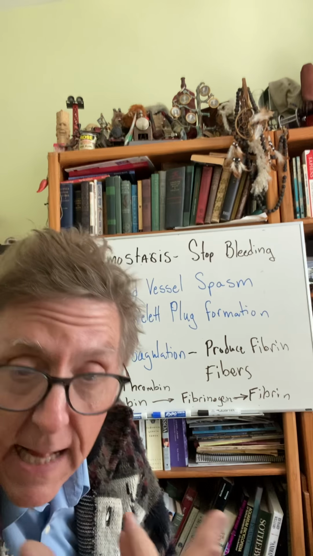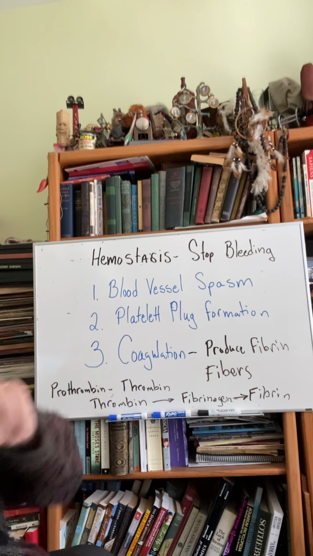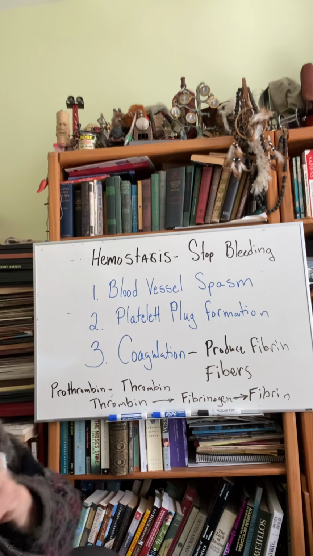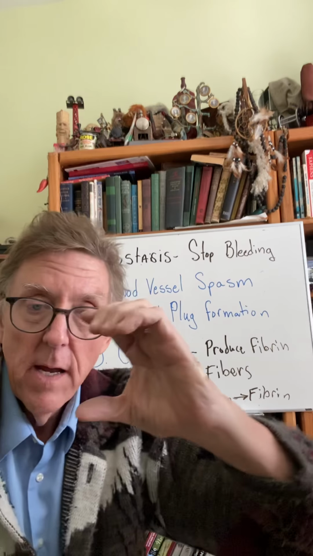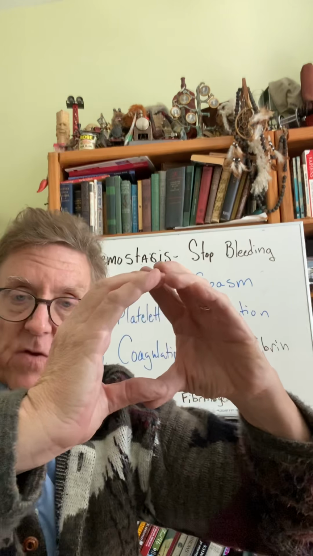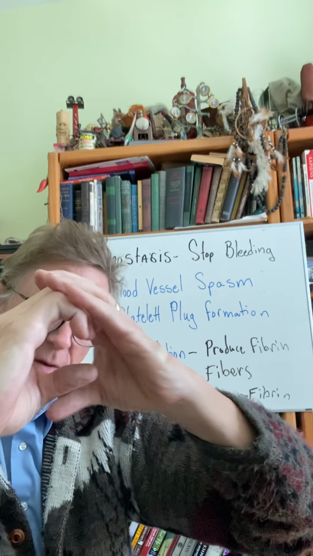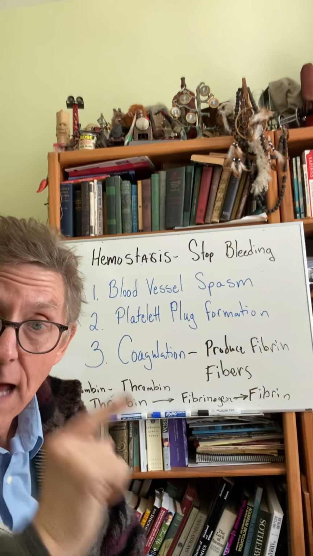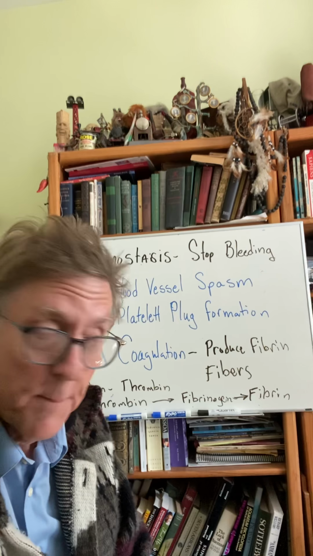That's why you're bleeding. And so the very first process in hemostasis is what we call blood vessel spasm. And I've said before, you have this large diameter blood vessel. After it's damaged, it spasms and it becomes a smaller diameter. What does this do? It slows the loss of blood.